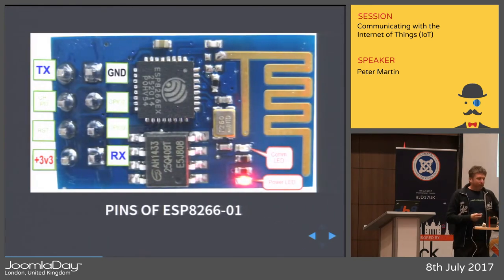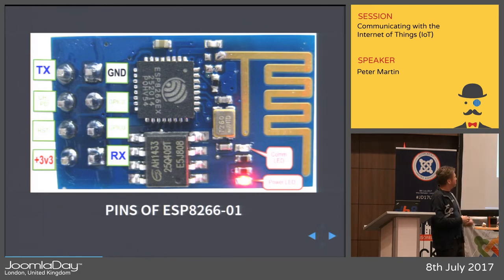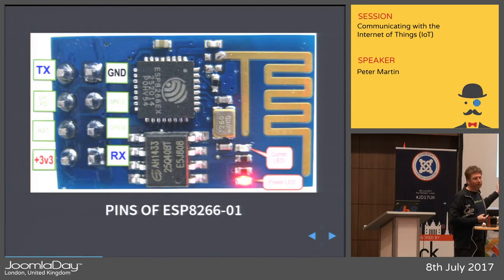So if you look at this really tiny chip, there are 8 pins on it. And the 8 pins on it correspond with certain pins over here. So TX and RX means transmit and receive. You need some power, in this case 3.3 volt, and of course ground. So these two, four are already gone.